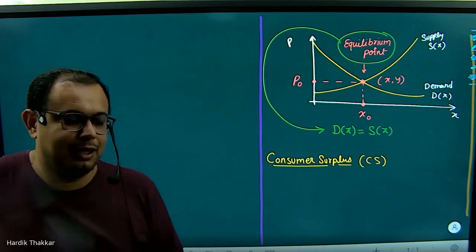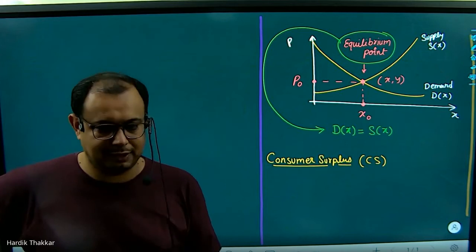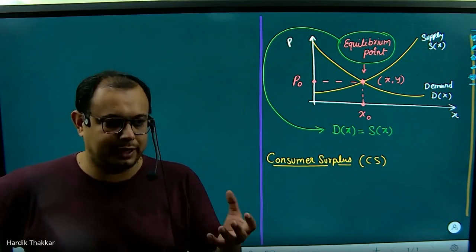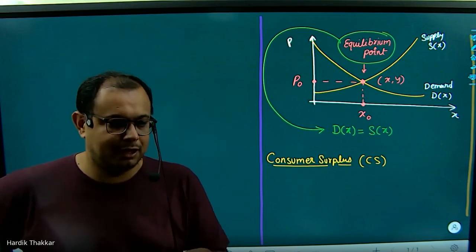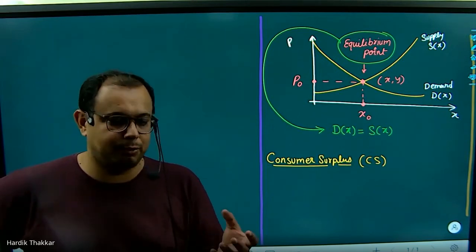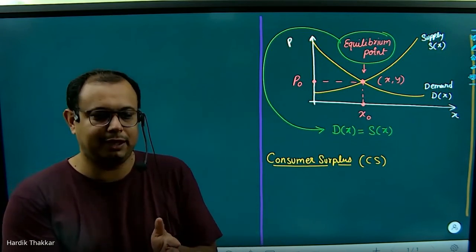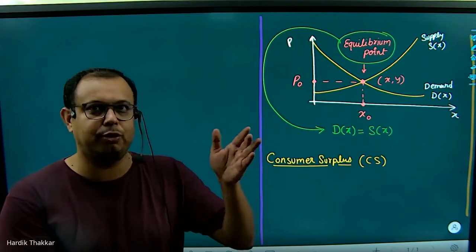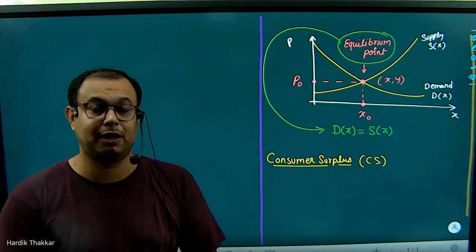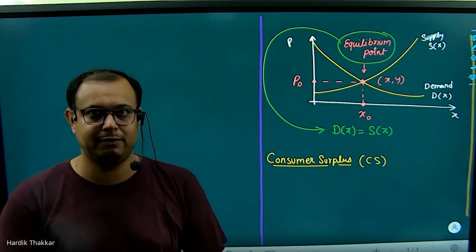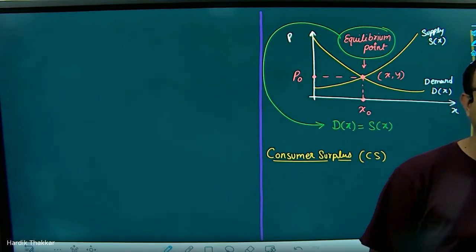Similarly, the producer surplus. For example, if a producer manufactured a particular phone for rupees 10,000 and planned to sell it for rupees 11,000, but because of high demand, the customers are ready to buy it for 12,000. So he is planning to sell the product at 11,000, but consumers are ready to buy at 12,000. So that 1,000 will be the producer surplus. Is it clear? Okay. So this is what consumer and producer surplus actually are.